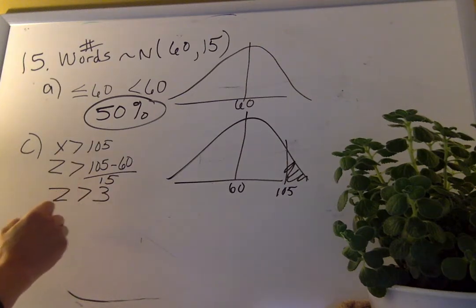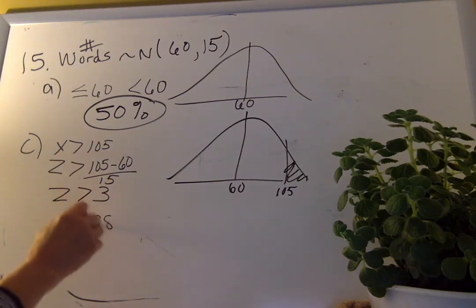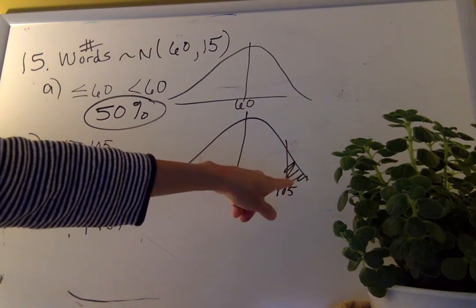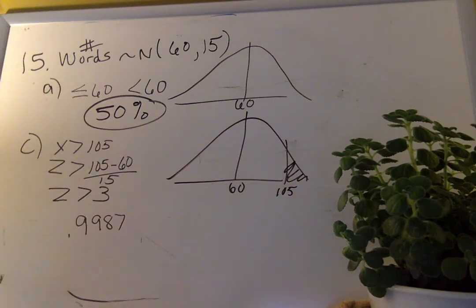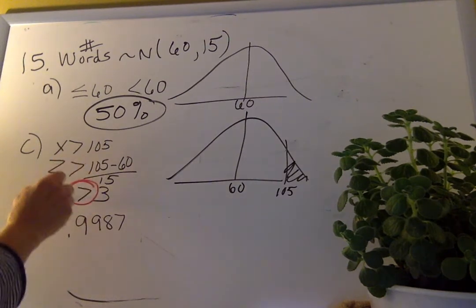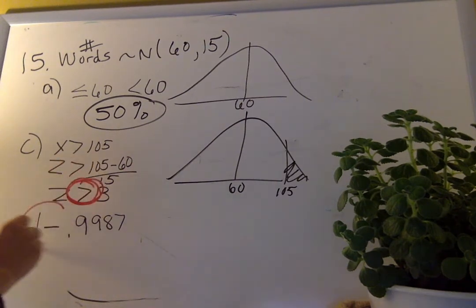When you look that up, you're going to get 0.9987. I just looked at my z-chart real quick, right? But this is greater than, because how can that be almost 100% of the curve? It's not. Oh yeah, wait. I forgot to subtract. No, I didn't, but a lot of you forget to subtract from 1. It's a greater than. You have to do the 1 minus.